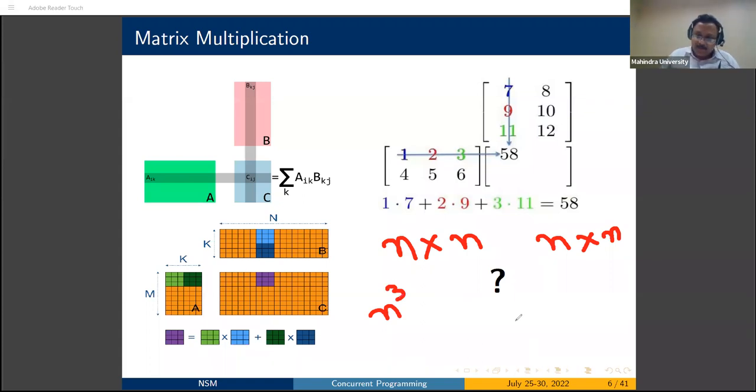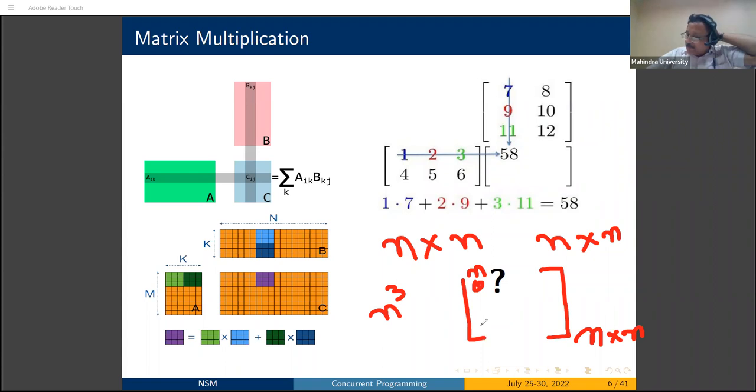Why n cube multiplications? The resultant matrix is of order n by n. For each element, we need to perform n multiplications.